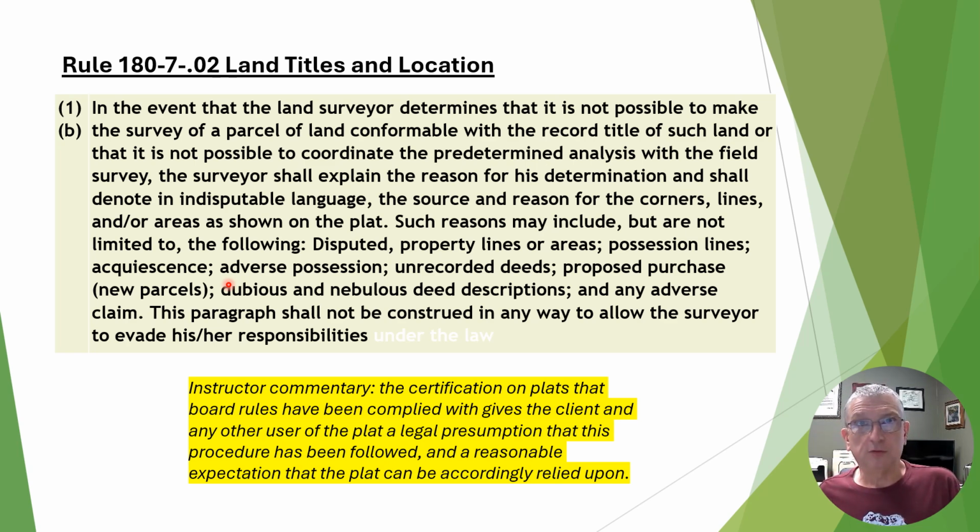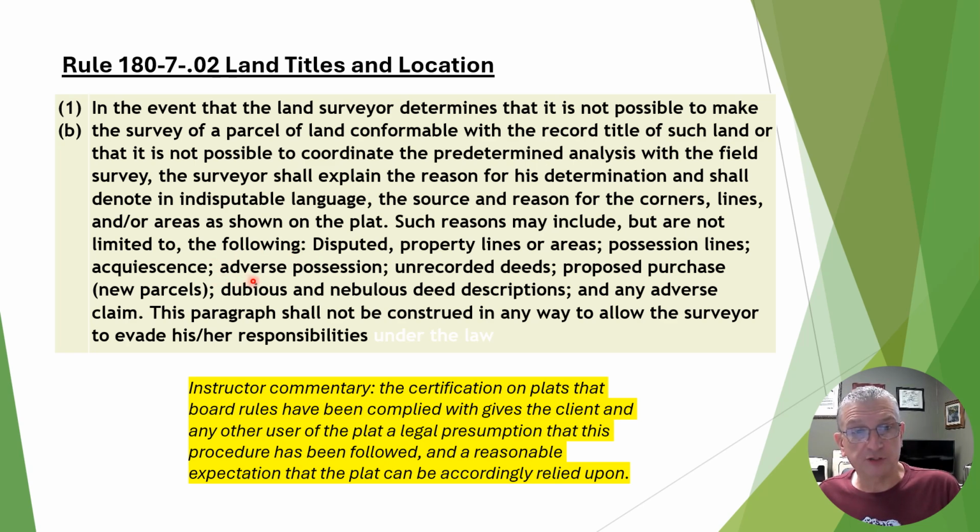If you feel the need to determine that the line is somewhere besides the title boundary and it's over here where they've acquiesced to, you need to show the title boundary, and you need to show this new proposed adjusted line and make some clear, indisputable language as to how the property owners need to resolve this, more than likely with a formal boundary line agreement between the two parties. Maybe there's adverse possession.